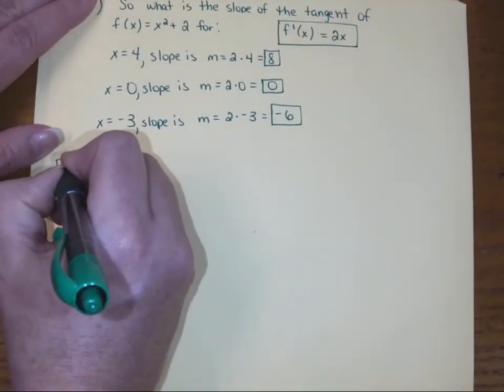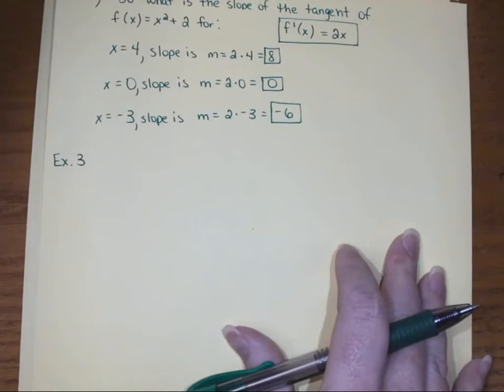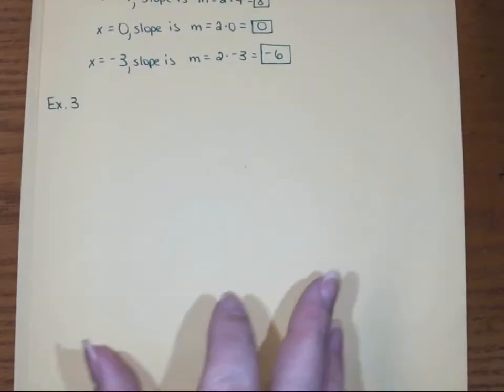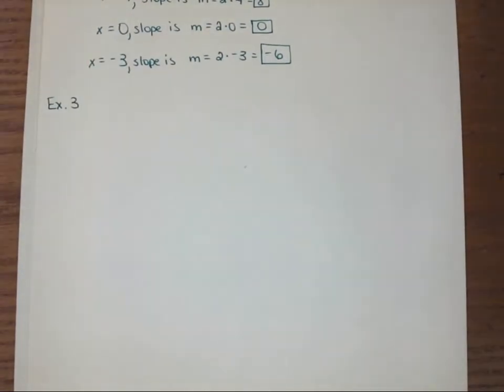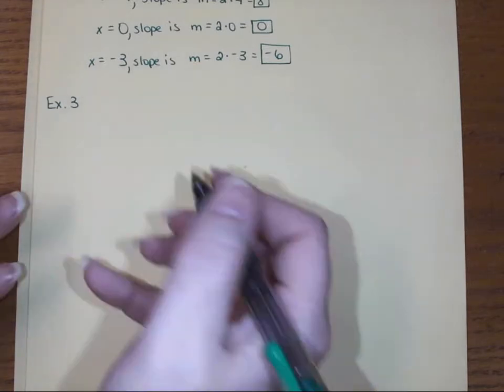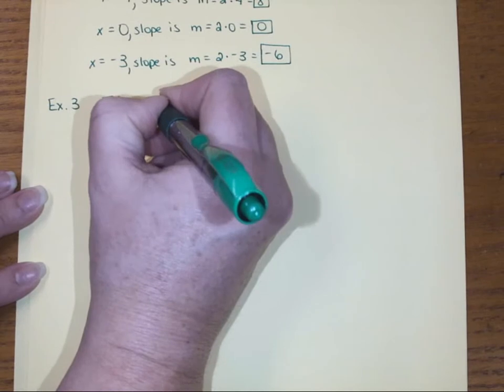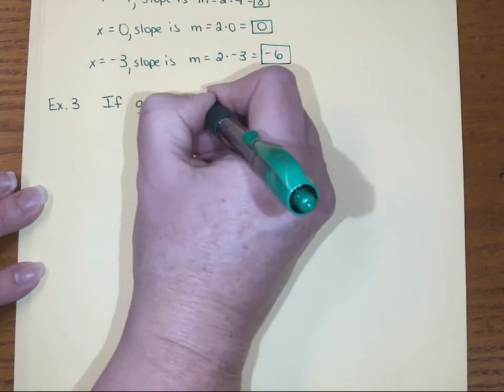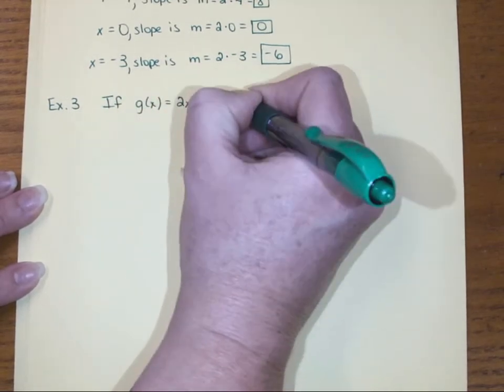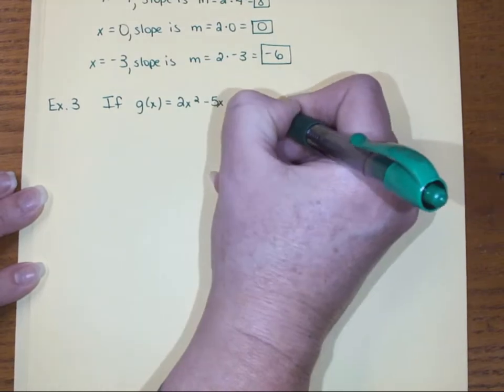So let's do another one, maybe with an x squared original equation. You are going to need to keep your algebra skills on hand here. I mean, you're going to have to make sure you know how to do things like foiling and distributive property and keeping signs straight and all that stuff. So let's say that g of x is 2x squared minus 5x, and I ask you to find the derivative.